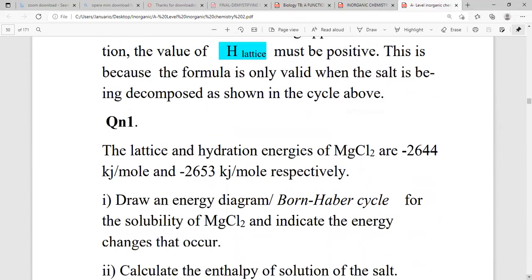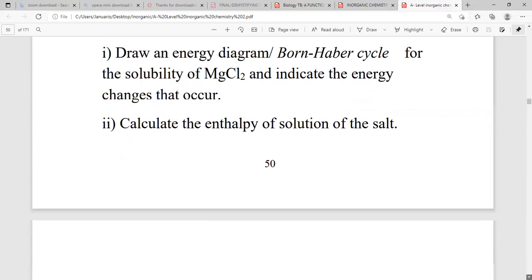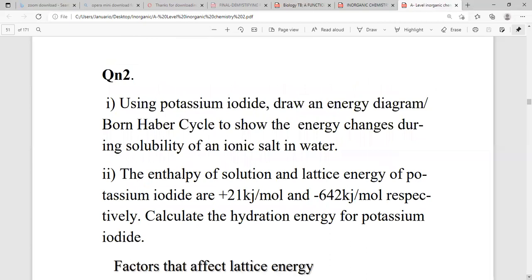We have some sample questions. The lattice and hydration energies of magnesium chloride are as follows. You are required to draw an energy diagram or Born-Haber cycle for the solubility of magnesium chloride and indicate the energy changes that occur. Then you are required to calculate the enthalpy of solution of the salt, that is magnesium chloride.